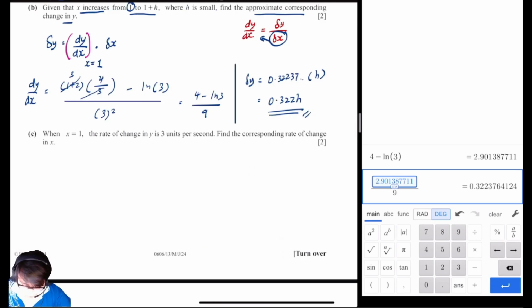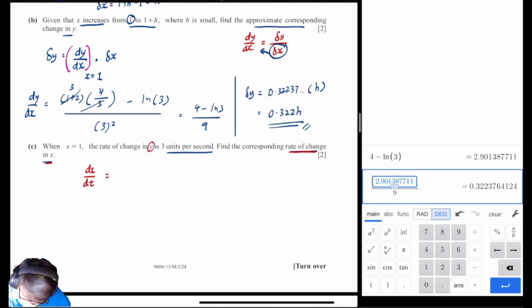Next one, when x equal to 1, the rate of change of y is 3 units per second. Find the rate of change in x. So how do you do these questions? You should always remember the formula. In order to find the rate of change of x, we could use the chain rule, dx over dt. The main variables are y and x, so you just have to put dx over dy multiplied by dy over dt. They have already given you the dy over dt, because the rate of change of y is dy over dt equal to 3 units per second.